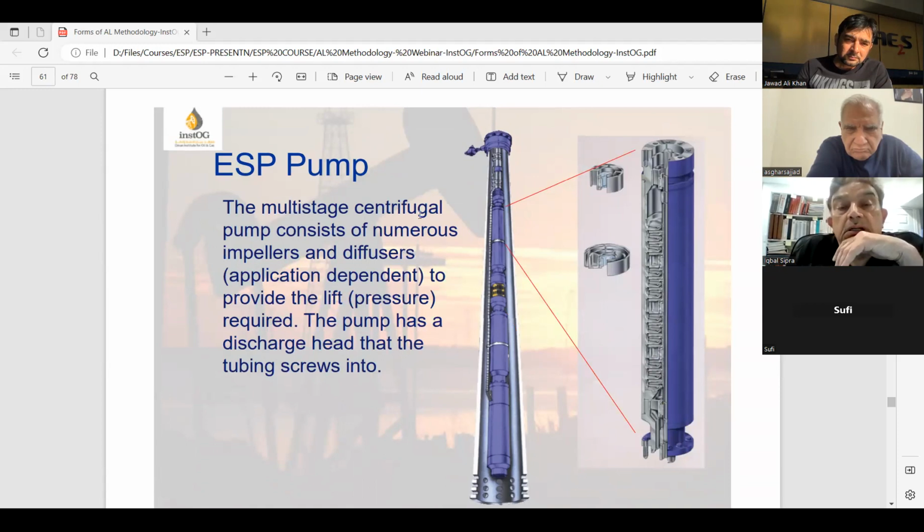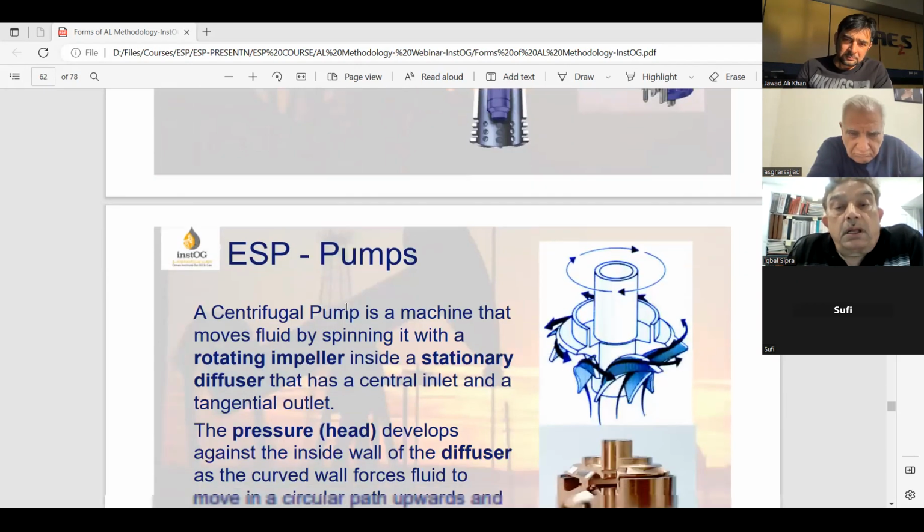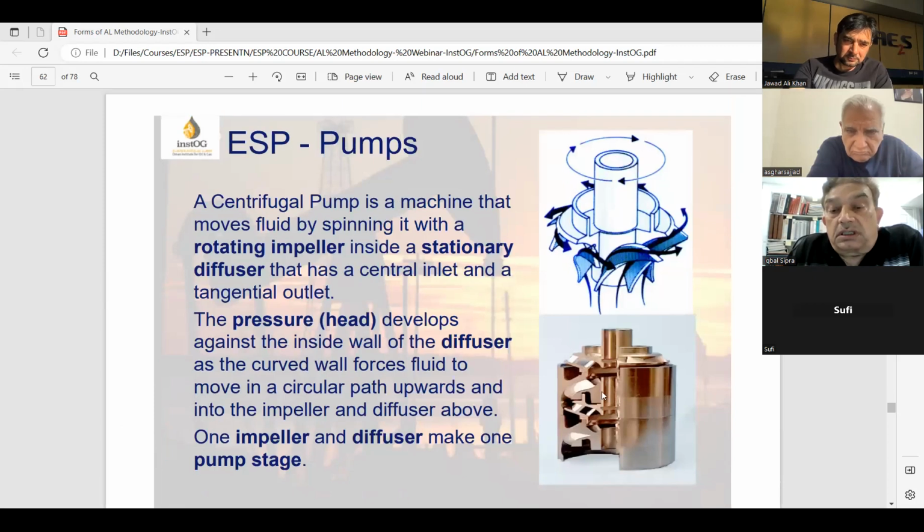The ESP pump is installed on the top. The multi-stage centrifugal pump consists of numerous impellers and diffusers, depending on the application, to provide the lift pressure required. The pump has a discharge head that can screw into the tubing. This is your cross-section of the ESP pump.